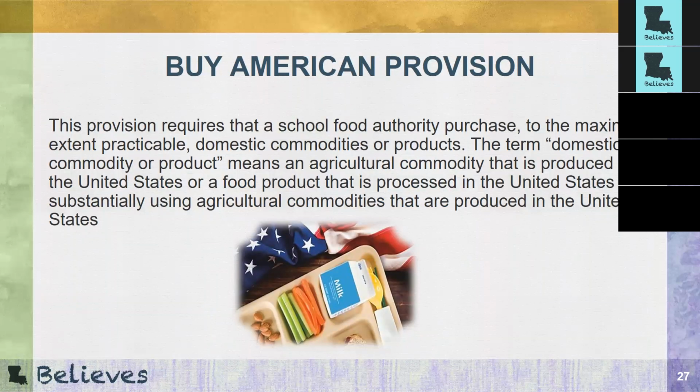When preparing bid solicitations for agricultural products such as meats, grains, fruits, and vegetables, the SFA must include the Buy American provision as a requirement. This provision, of course, requires that a school food authority, to the maximum extent possible, purchase domestic commodities or products. The term domestic commodity or product means an agricultural commodity that is produced in the United States or a food product that is processed in the United States substantially using agricultural commodities that are produced in the United States.